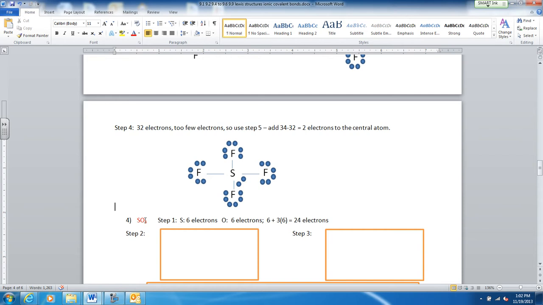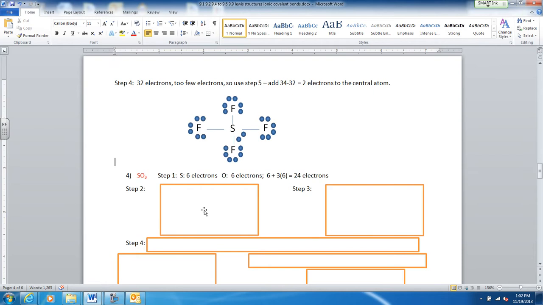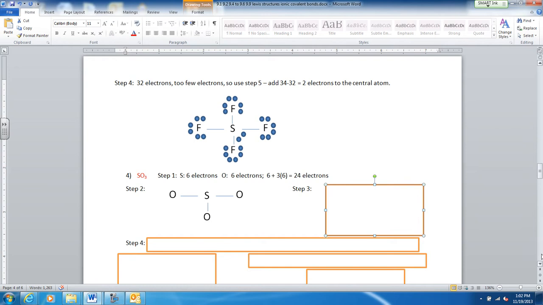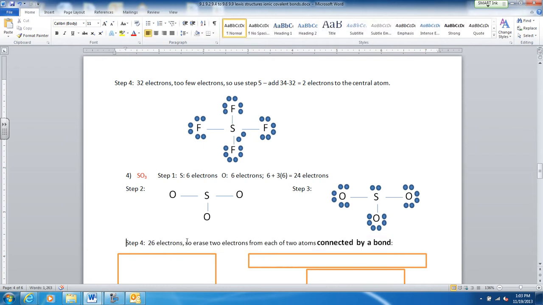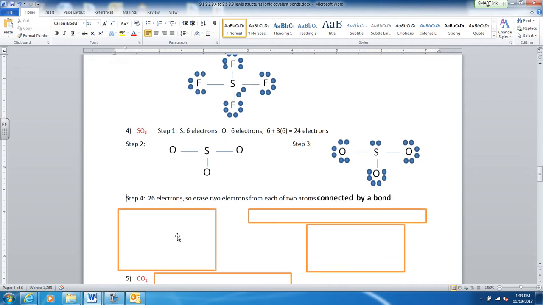If we add up our valence electrons, S and O each have 6, and we have 3 oxygens, so we need 24 total. Put our sulfur in the middle and attach the oxygens to the sulfur. Fill in our octets and add them all up. We find that we have 26 total electrons in here, but we're only allowed to have 24. So what do we do? We have to erase 2 electrons from each of 2 atoms connected by a bond.